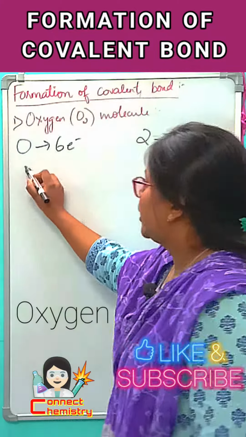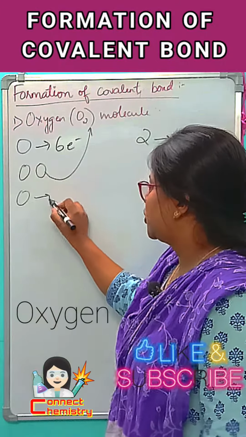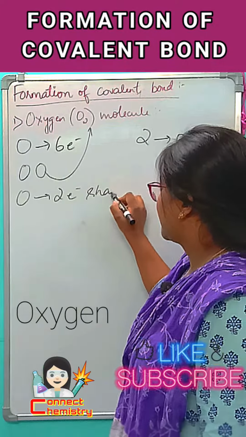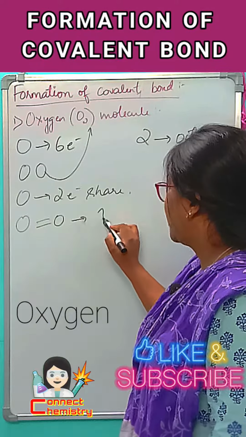So when 2 oxygens combine together, it forms a molecule. Oxygen can share 2 electrons. Then oxygen has a double bond. It has one double bond.